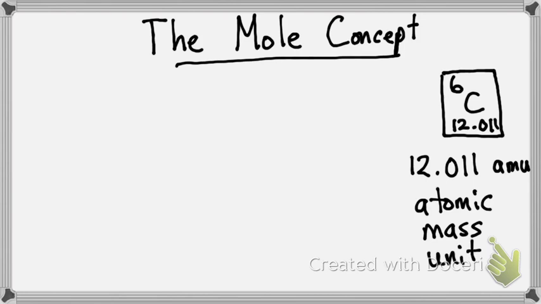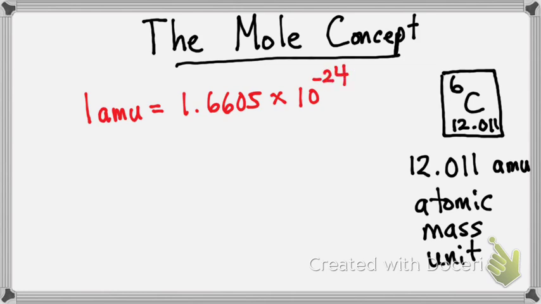Now, we've talked about conversion factors quite a bit in this class, so let me give you a new one. And this is one that I want you to commit to memory, and it is one we will use quite a bit. 1 AMU is equal to 1.6605 times 10 to the minus 24 grams. So the mass of a carbon atom would be 12.011 times the quantity of the mass of an AMU in grams.